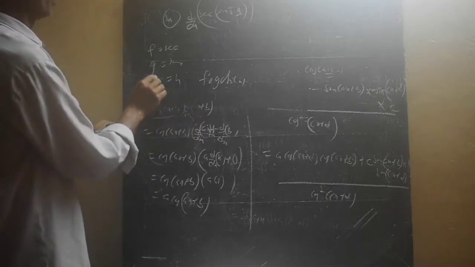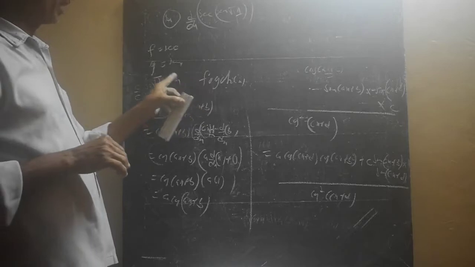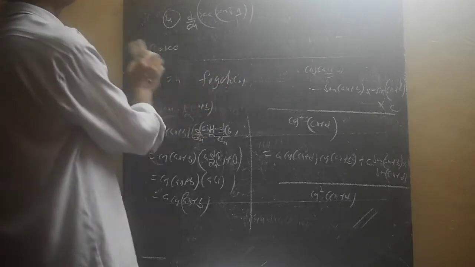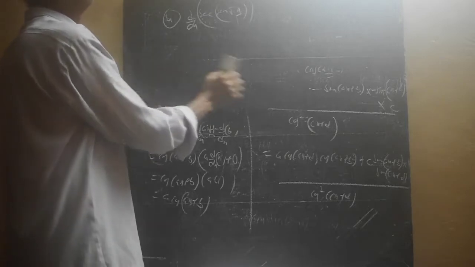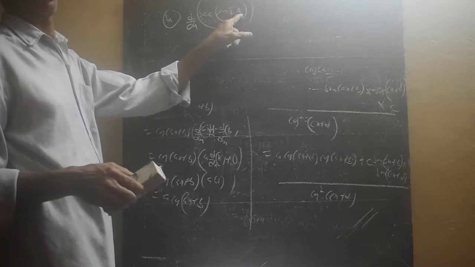Finally, x. Therefore, h is what? The root function. Finally x, therefore h of x is root x. H of x is root x. Therefore, it is f of g of h of x.